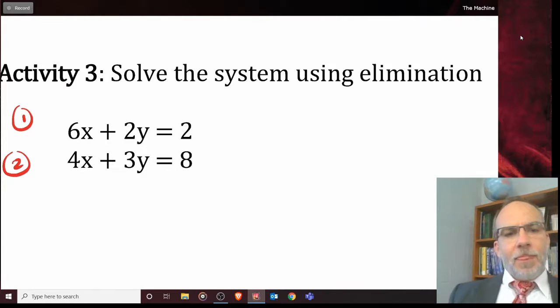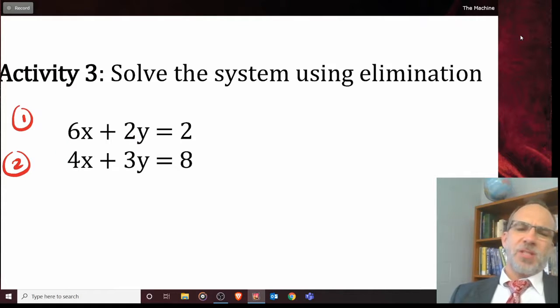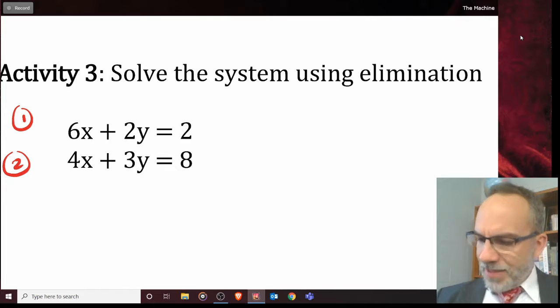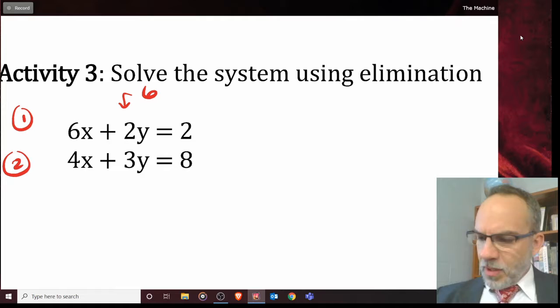Well, the 4 doesn't multiply evenly into 6, and the 2 doesn't multiply evenly into 3. So I don't see an advantage one way or the other. Let me cancel the y's because it'll make the numbers a little bit smaller. What is the least common multiple of 2 and 3? That would be 6. If I could somehow get the coefficients on the y's to be 6, one of them positive and one of them negative, then I would get the y's to cancel, okay?